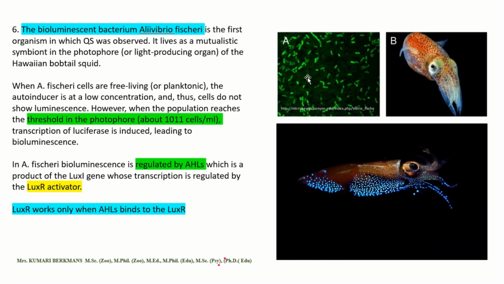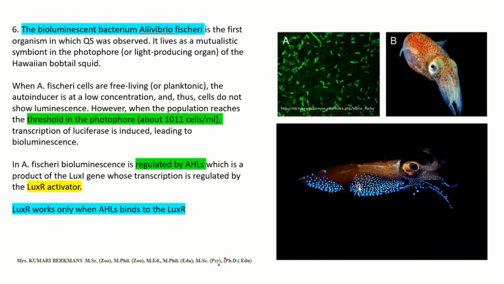Aliivibrio fischeri. This is a bioluminescent bacteria. When it is in low concentration, we cannot see the bioluminescence, and if it is in higher concentration, about 10^11 cells per ml, then we can see the bioluminescence.